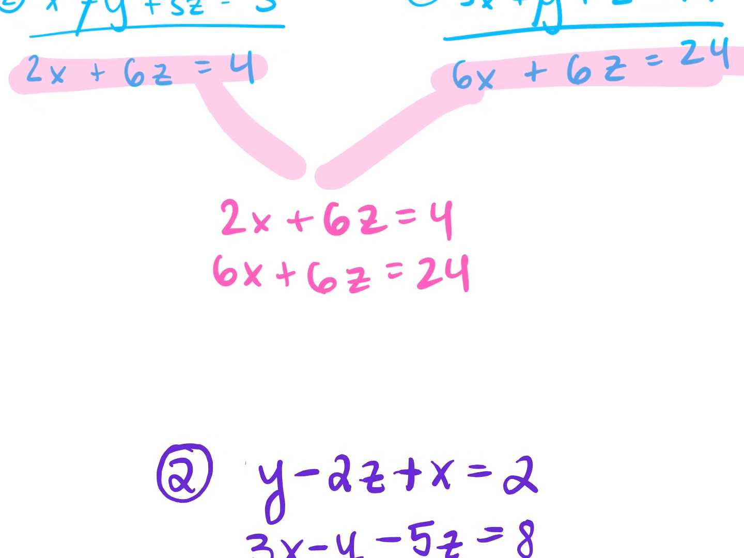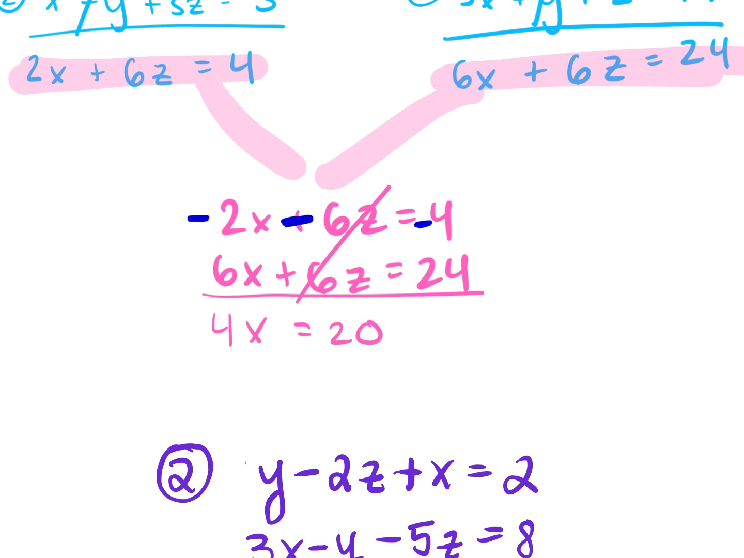Now here we have 2 equations with 2 variables just like we did on the quiz yesterday. What could we do to eliminate one of our variables? Multiply one of our equations by -1. So I'm just going to multiply the first one by -1, change all the signs. Now let's combine them. So we have -2x plus 6x would be 4x. The 6z's cancel. And then -4 plus 24 would be 20.